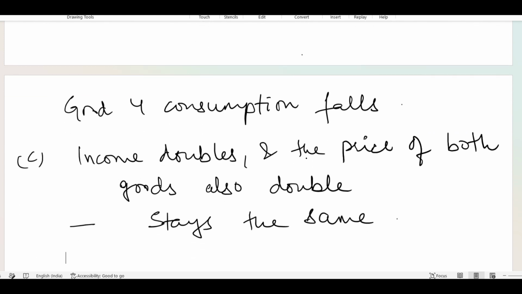Third condition is if income doubles and the price of both goods also double.